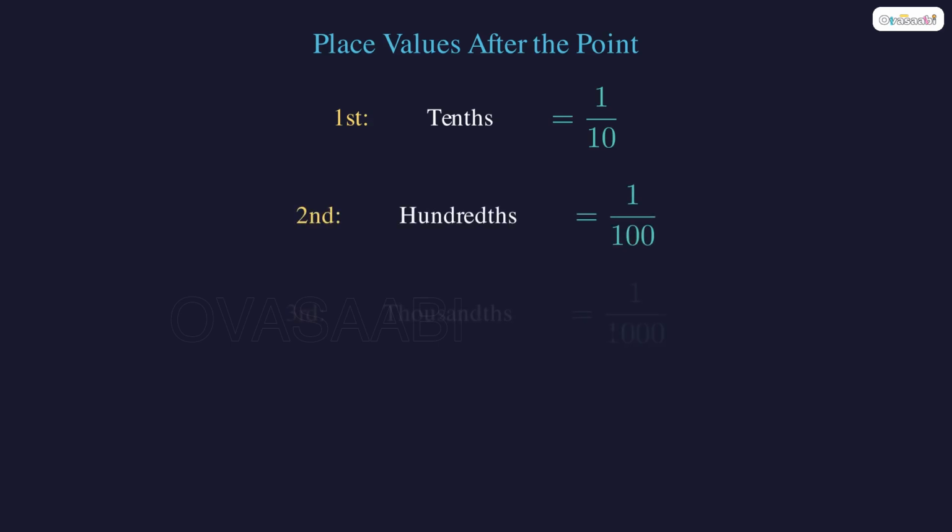Each digit after the point has a special name. The first is tenths, the second hundredths, the third thousandths. Each place is 10 times smaller.